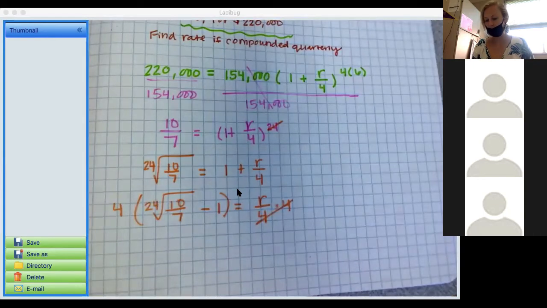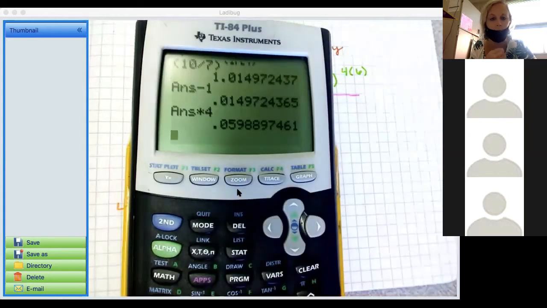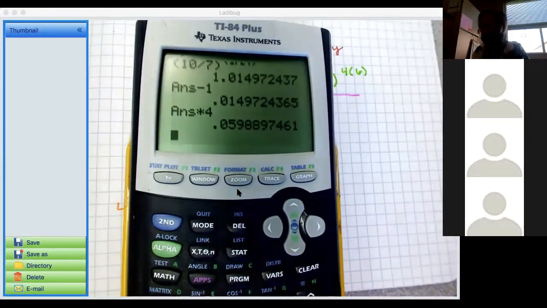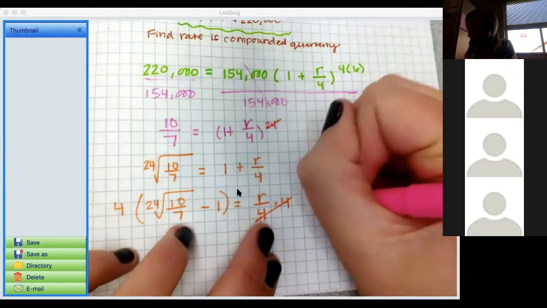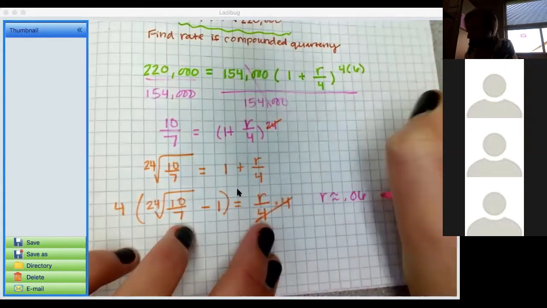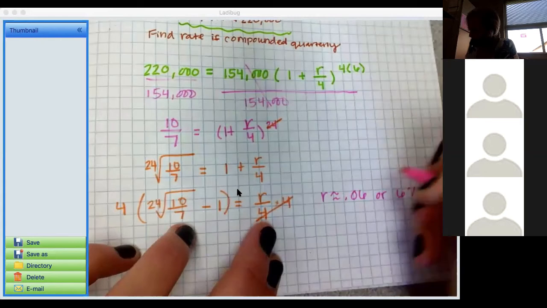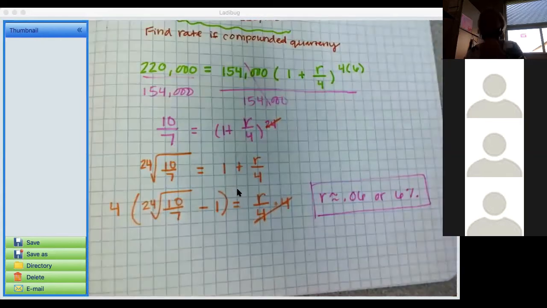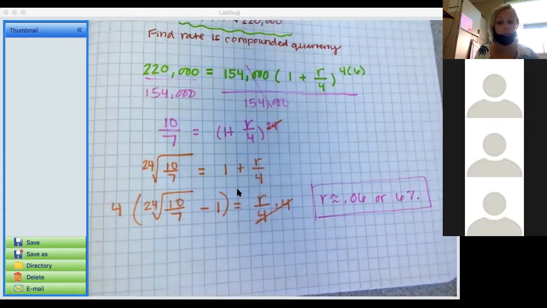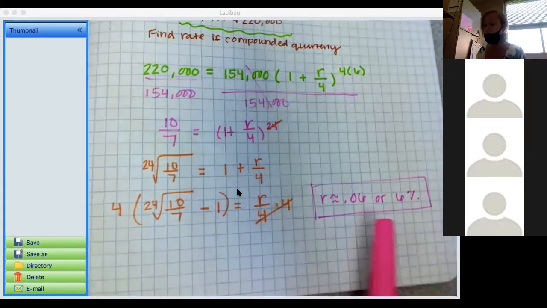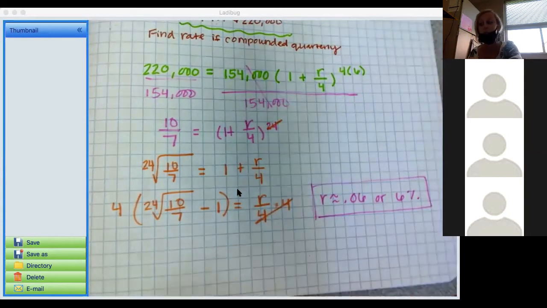Minus 1 times 4. I'm getting 0.059, which would round to 0.06, right? So R is approximately 0.06 or 6%. Are y'all okay with that one? If we leave it as 0.06, we use to count. Yes, that's right. You can put 0.06, you can leave it in decimal form, or you can change it to a percent. Okay?